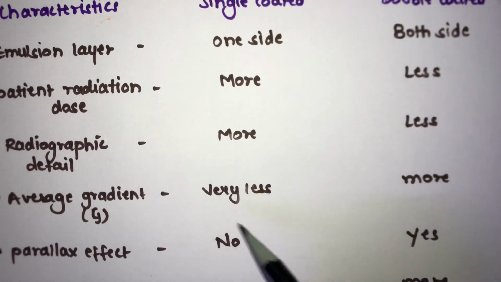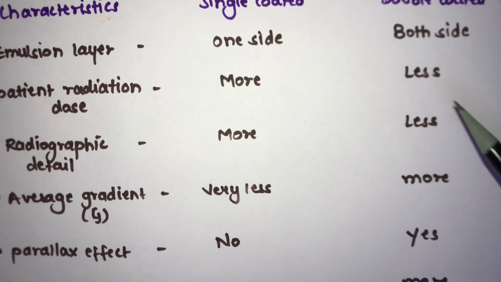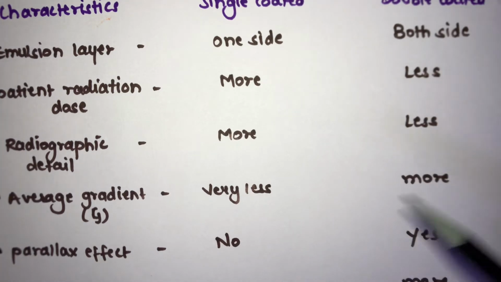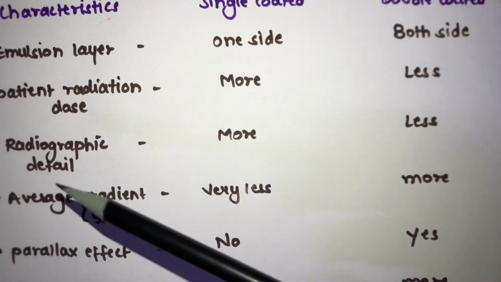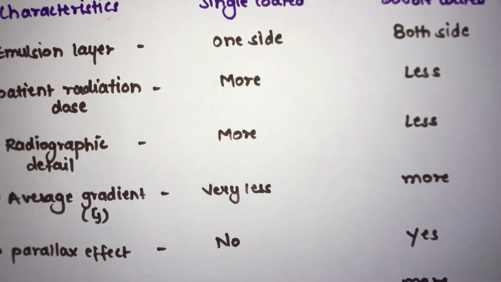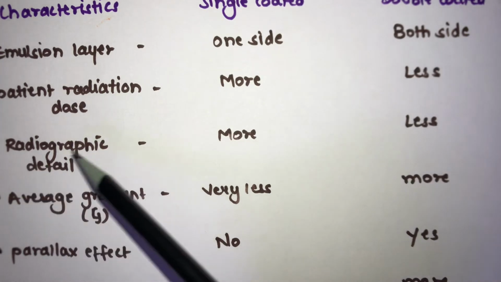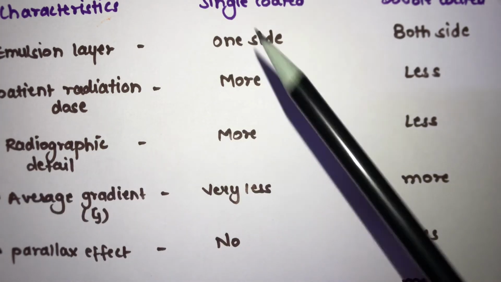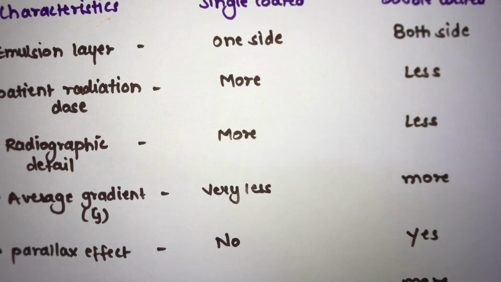double coated one and not in the single coated, and because of that two images are formed out of a single object, and it can lessen the radiographic detail in a double coated one, and the radiographic detail is more in a single coated one. So this we have covered. The radiographic detail is more in single coated and less in double coated, and we have even covered the parallax effect. You will not find the parallax effect in the single coated one, and you will see it in the double coated. The next is the average gradient.